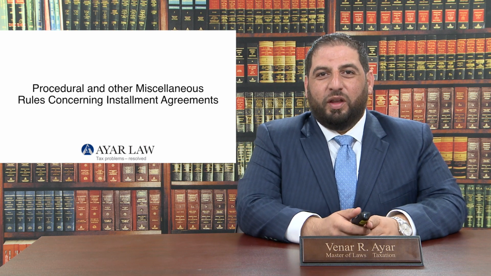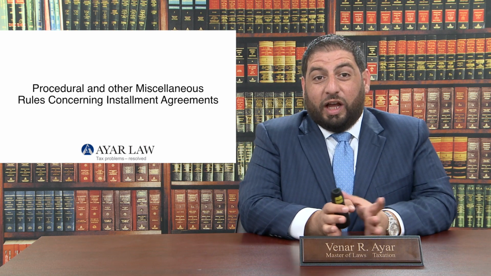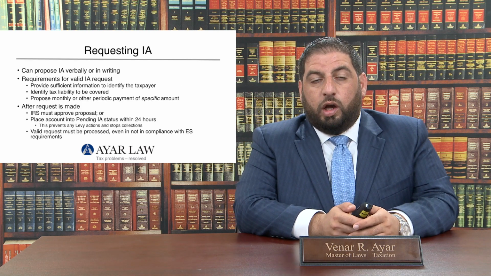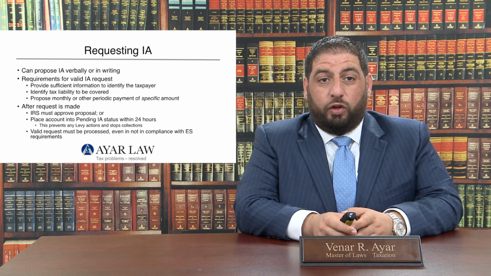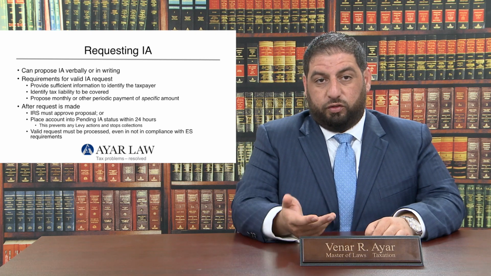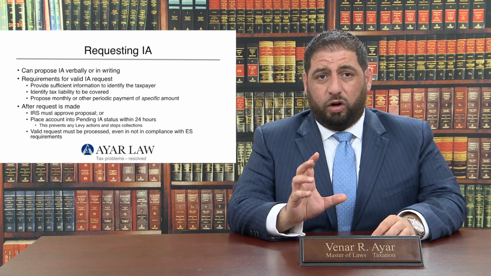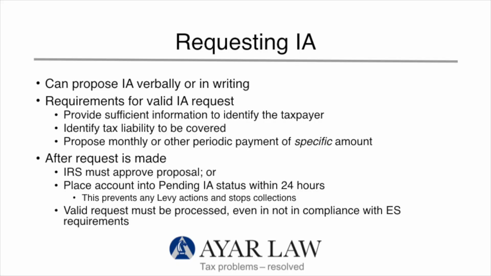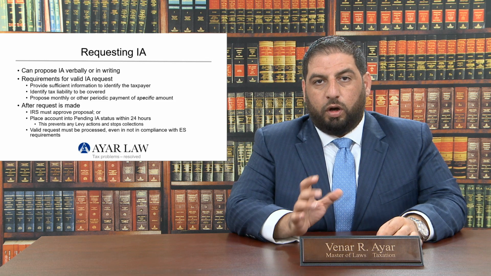Welcome back, everybody. Moving along with the content, we're going to talk now about procedural rules and other miscellaneous rules concerning installment agreements. First, we're going to talk about how to request an installment agreement. There are many ways to do it. You can do it verbally or in writing or by email or fax, by letter. But in order for a request to be valid, it must have sufficient information to identify the taxpayer, identify the tax liability to be covered, and propose a specific monthly amount or other periodic payment. It could be bi-monthly or every week or however you want.